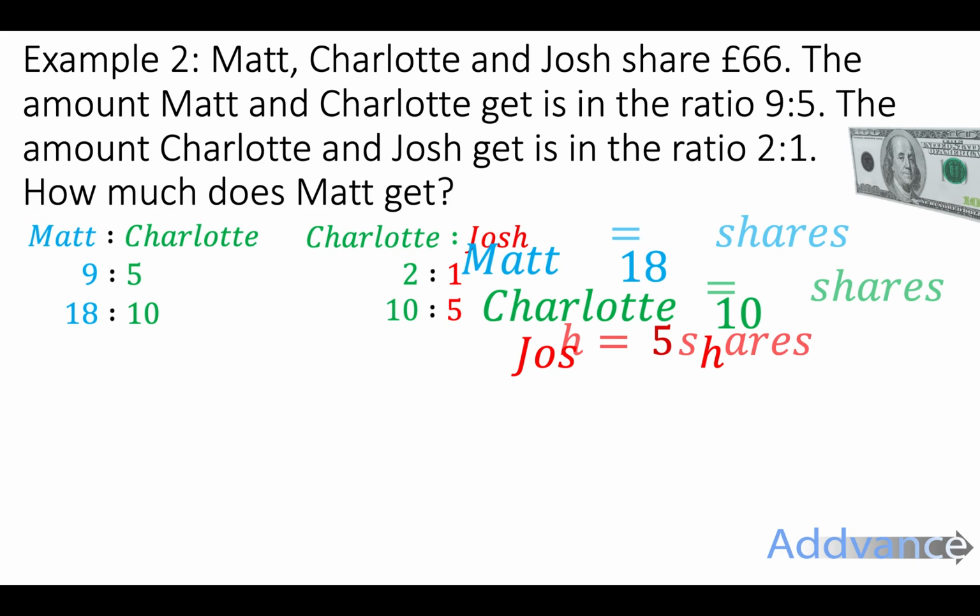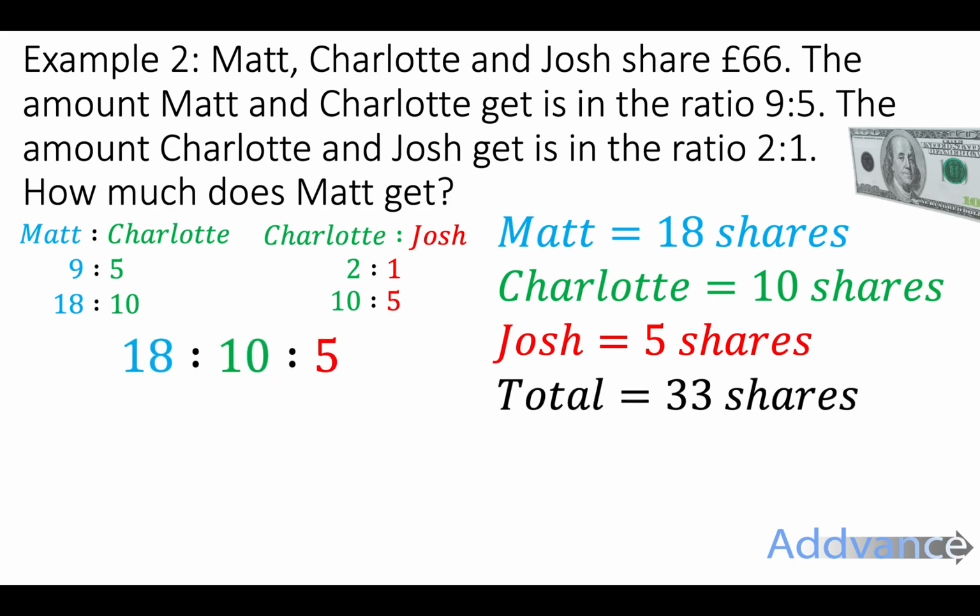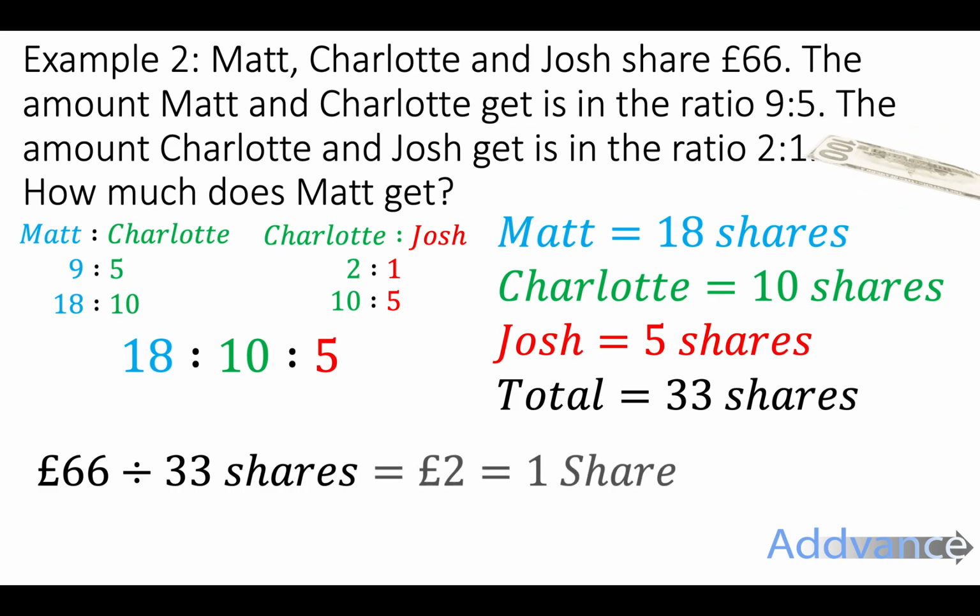Now, once we've done this, we can split it into 18 shares to 10 shares and 5 shares. How many shares is that in total? You add them all up. 18 plus 10 plus 5 is 33 shares. And now we're going to split the full amount of money, £66, divided into 33 shares, is £2 is 1 share. So now all we do is split it up.